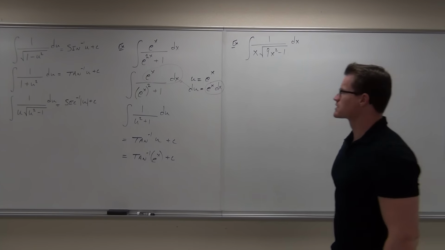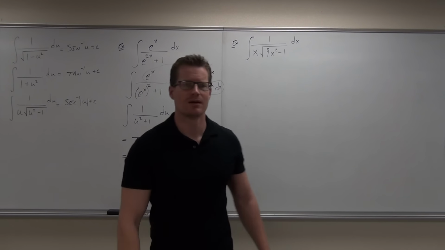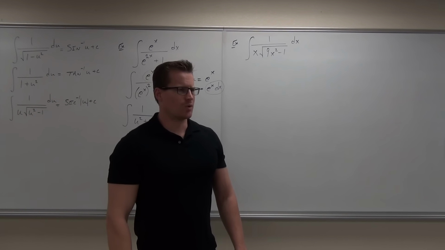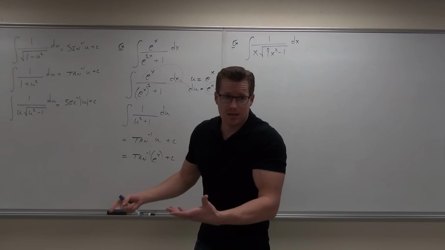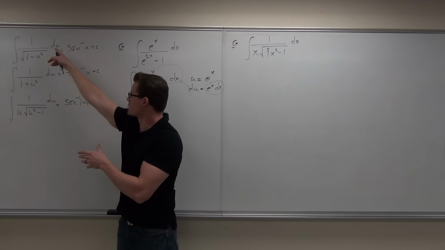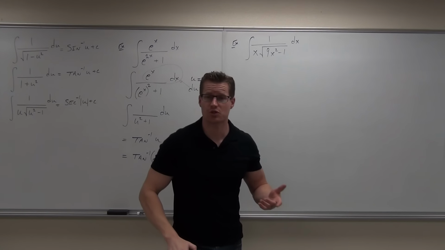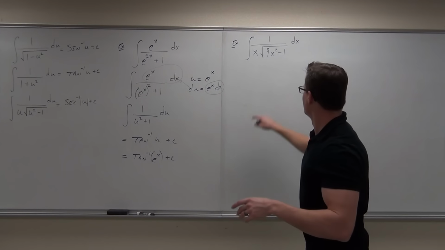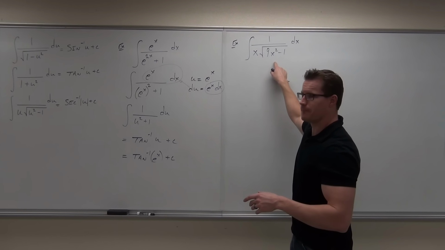Okay, last one, let's look at it. Does it look anything like anything in our integration table? Kind of like C. Kind of. Well, it's got a square root, right? So it's not this. It's either this one or this one. Let's see if a substitution would work. How about this one? Look at this. Does substitution work?